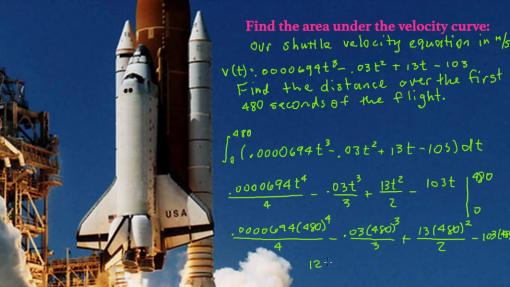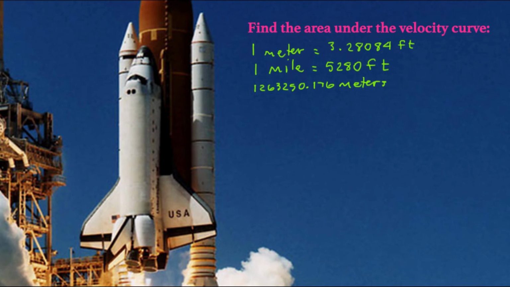I'm going to punch it into my calculator, and I get this big, huge number. All right, that's the number of meters, okay? 1,263,750.176 meters. That's a lot of meters, okay? And, you know, living in the United States, I don't do a lot with meters, so it's not necessarily as user-friendly to me as maybe feet would be. So if I remember that 1 meter is equal to 3.28084 feet, that'll help me, okay?